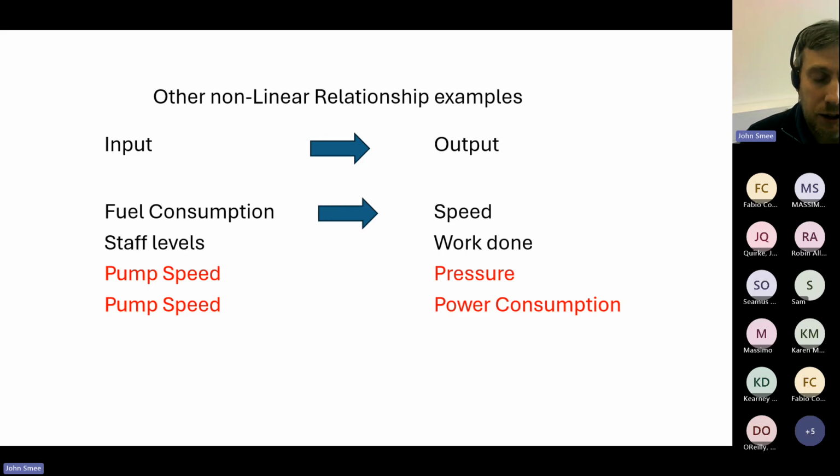But again, in day-to-day life, there are lots of them around us. Fuel consumption and speed is a good one. So, you know, if you are traveling at a certain speed and you decide to increase your speed by, let's say, 10%, your fuel consumption might go up by more than 10%. You get a diminishing return.